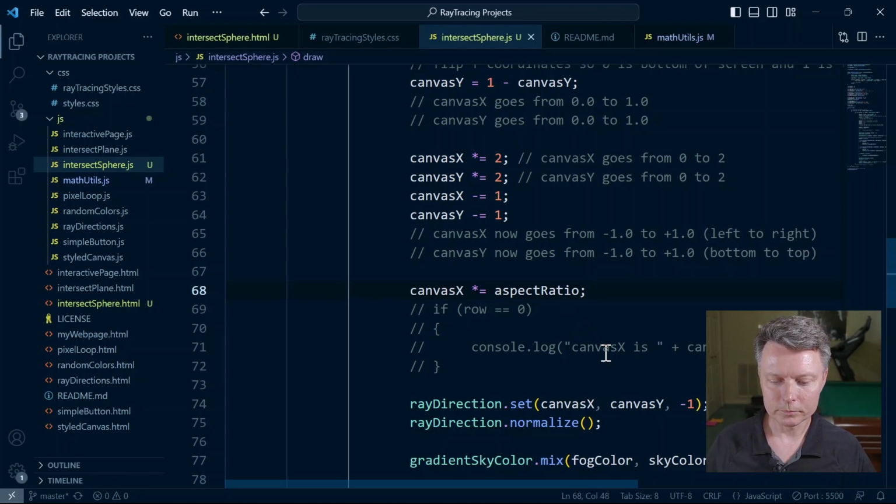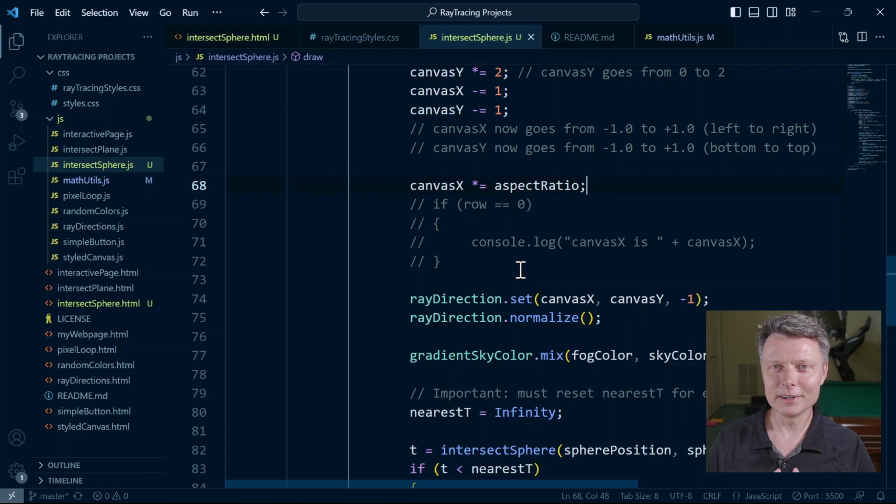It first computes the aspect ratio when the program starts up, because we call that window resize function at the very beginning of our program. Once it has that aspect ratio, it comes down here and multiplies it against canvasX. That scales canvasX to be more like canvasY, and so then you have more of a symmetrical square space for the rendering to occur. That should make everything look correct. So now let's head back to our demo and see if that fixed the problem.